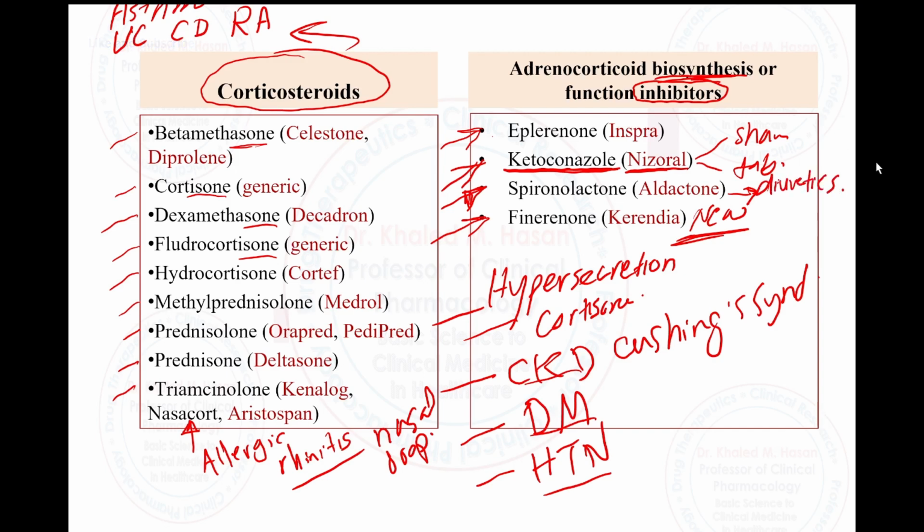Okay. So we need to be familiar with this list of medications: Cortef, for example, is hydrocortisone; Celestone is betamethasone; Deltasone is prednisone; Kenalog is triamcinolone. So all the brand names and generic names for the medications here. We need to be familiar by the end of this lecture with these names, the corticosteroids, and which medications inhibit the corticosteroids.